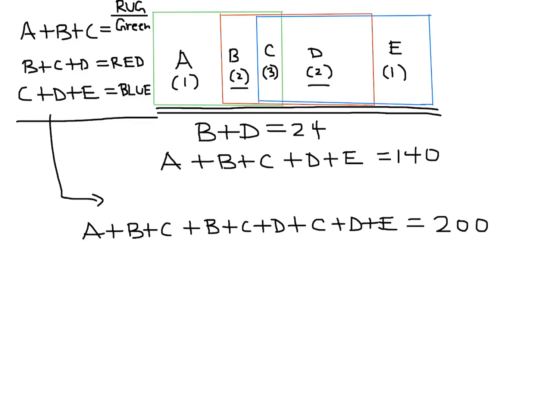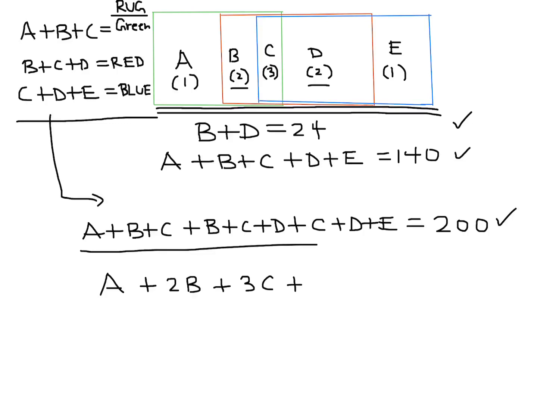Great. So now these 3 equations we will use to figure out C, which is what they're asking for. They're asking for what area of the floor is covered by 3 rugs. All right, so first let's just simplify this one. I believe this is going to be A plus 2B plus 3C plus 2D plus E is 200. All right?